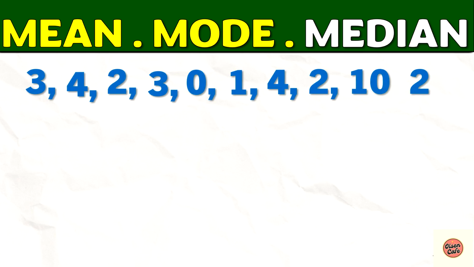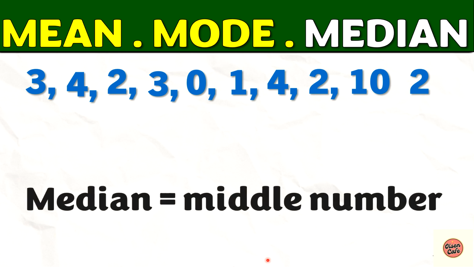Now, the last one, we are going to find the median. This is also the most confusing term for students. Median means the middle number, which also means the center. Do take note, we cannot find the median from here. We must first arrange the numbers in ascending order. That means I have to arrange them from the smallest to the biggest number.